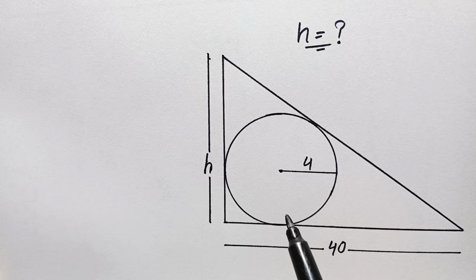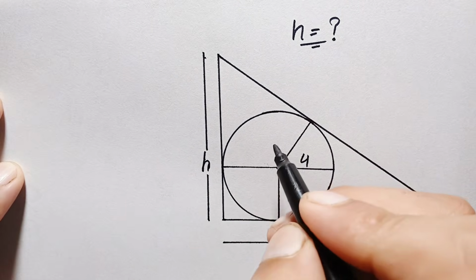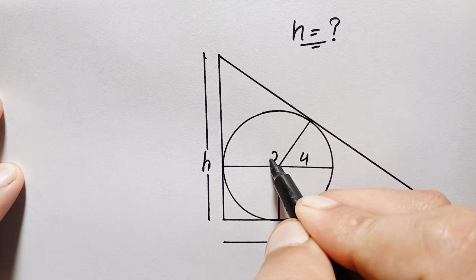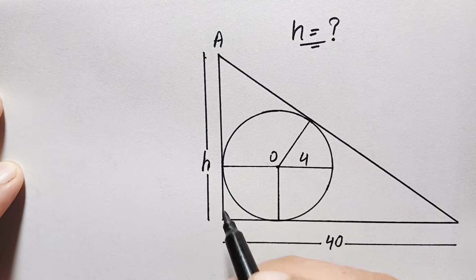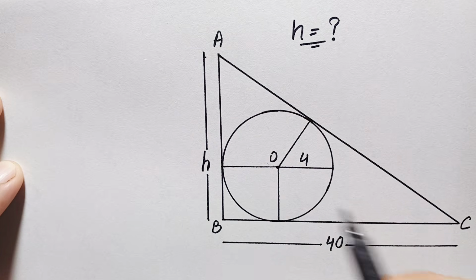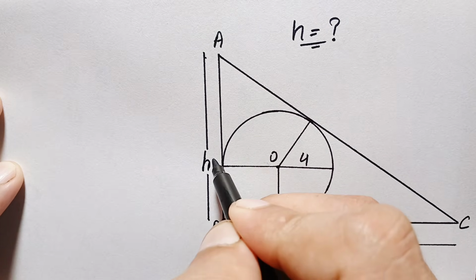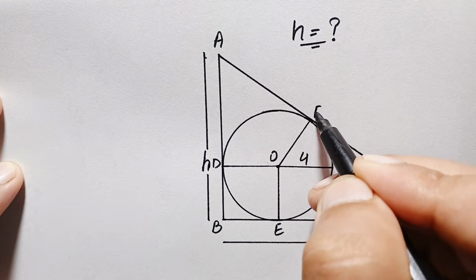Now first of all, we will connect this center with these points. Let us suppose this is center O of this circle, and let's suppose this is point A, this is point B, and this is point C of this triangle. This is point D, this is point E, and this is point F.